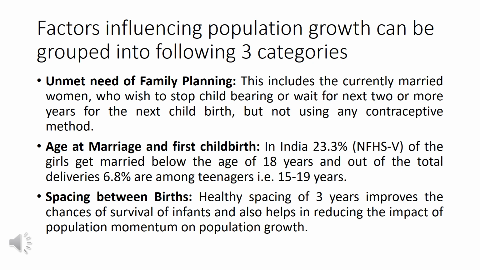Age at marriage and first childbirth. In India, 23.3% (National Family Health Survey, NFHS 5) of the girls get married below the age of 18 years, and out of the total deliveries, 6.8% are among teenagers, that is 15 to 19 years. Spacing between births. Healthy spacing of 3 years improves the chances of survival of infants and also helps in reducing the impact of population momentum on population growth.